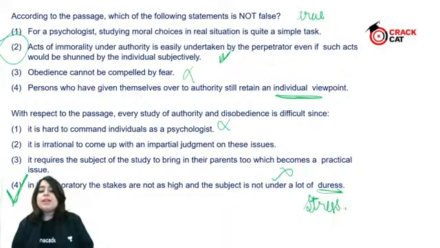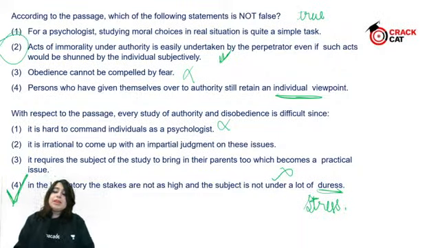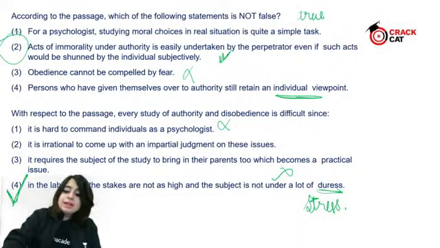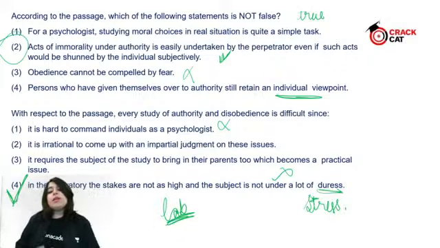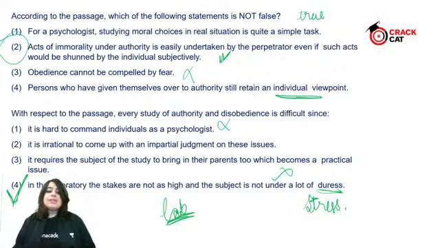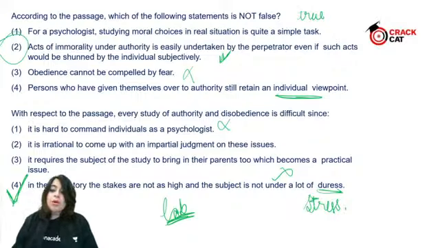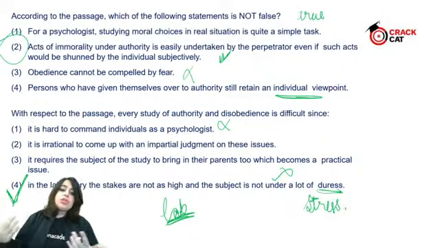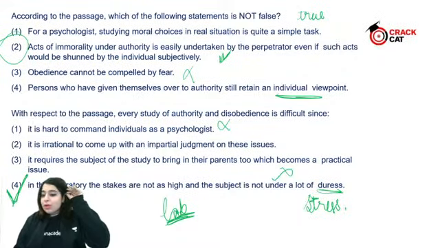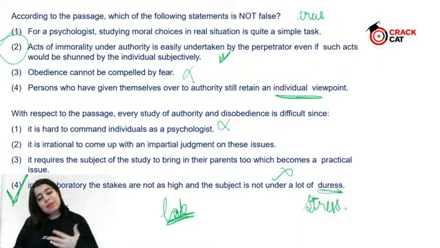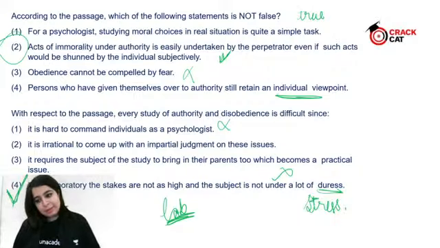Why is every study of authority and disobedience difficult? Because when you are replicating a similar situation in a laboratory, it does not entail similar results, because eventually the stakes are not as high, in that you will not end up getting killed, or you are not under a lot of pressure or stress, so you might not choose to act in the similar way as you would otherwise.